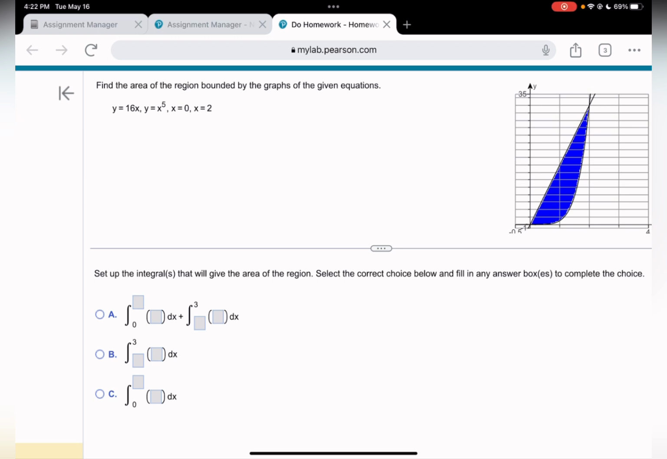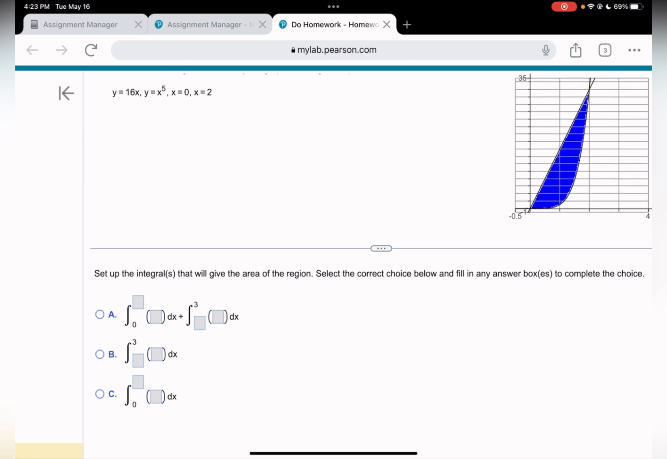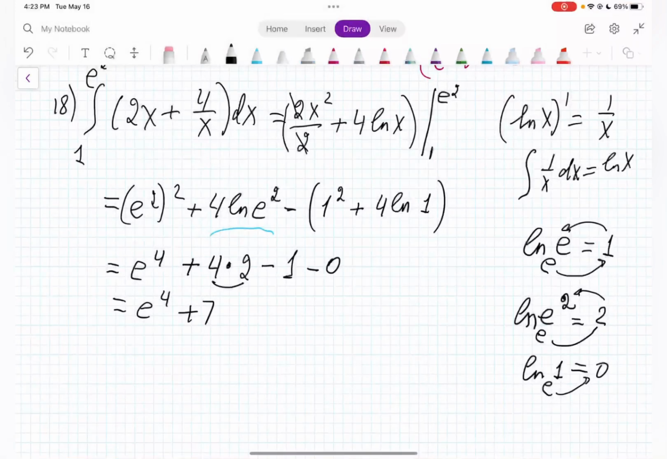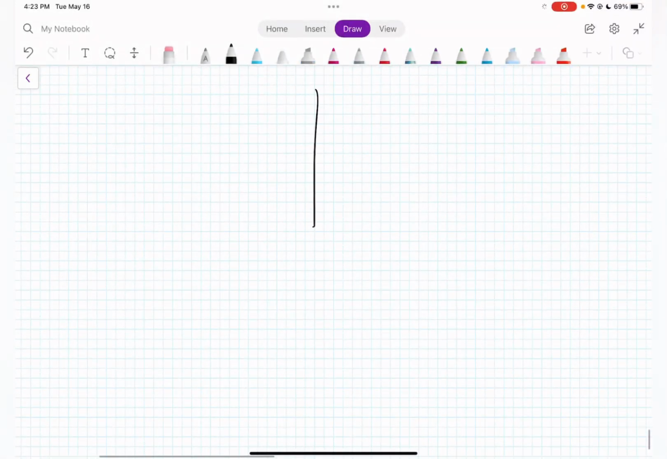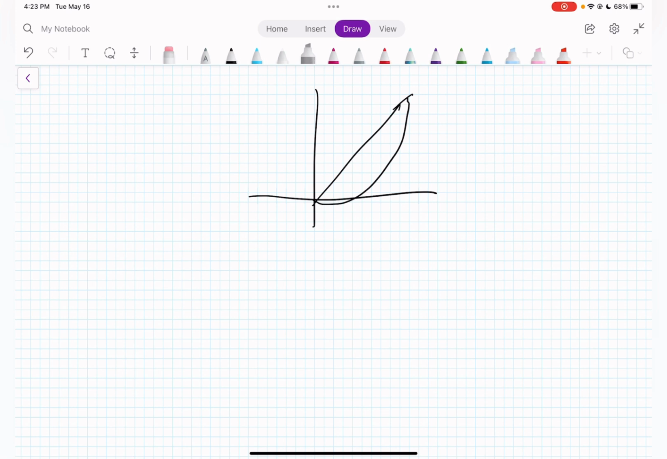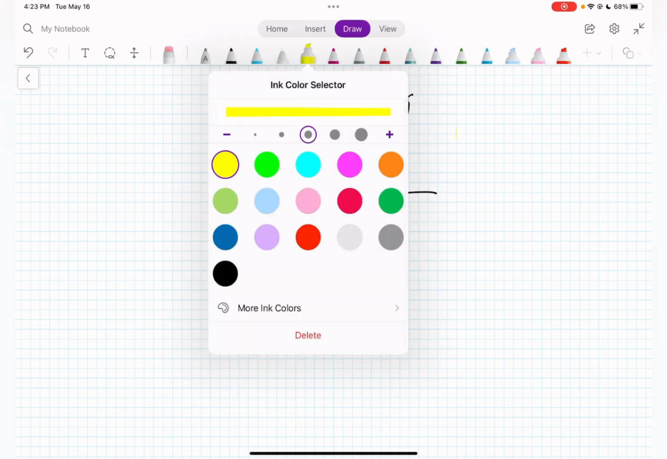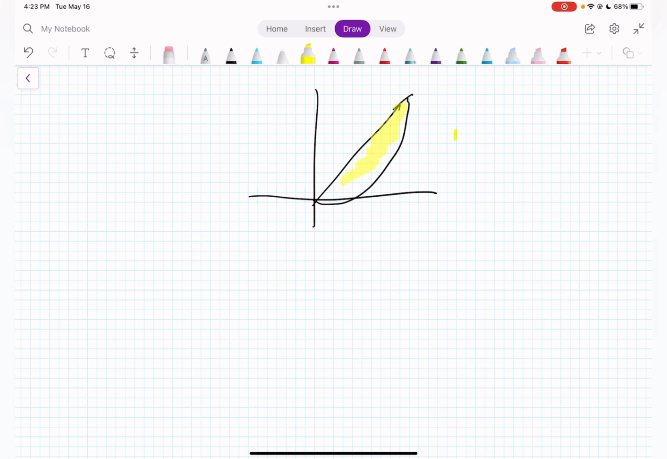Next, we have 2 graphs, right? 16x and x to 5. The top boundary is going to be our linear equation, 16x. Bottom boundary, okay, let me draw this so we can understand. One comes this way, another one comes this way. So this is the shaded area.